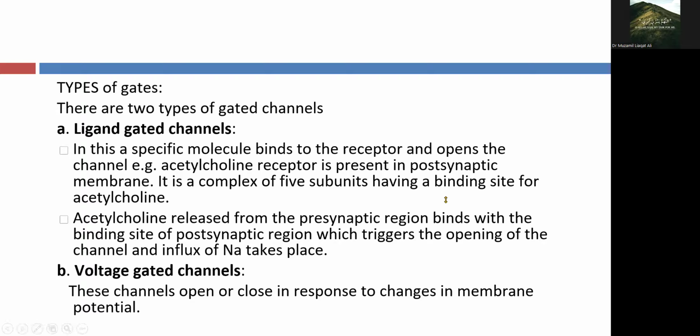The second type is voltage-gated channels. These channels open or close in response to changes in the electrical potential, or voltage, across the membrane. These are absolutely essential for the generation and propagation of nerve impulses.